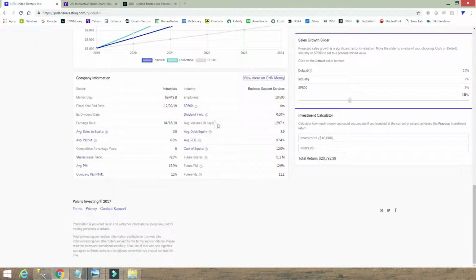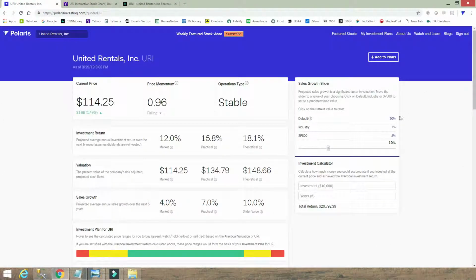Okay, returning to the Polaris site, we see here that the default sales forecast is 10%, so that's several percentage points lower than what we saw on the CNN site. But even with 10%, we're seeing a fairly high theoretical valuation, and then the practical valuation is fairly significant, also above the current price. United Rentals held an investor relations conference in mid-December, so about 4 months ago. And in that conference, they were very positive on the outlook of their business. So I'm going to keep the sales growth slider set at a default of 10%.